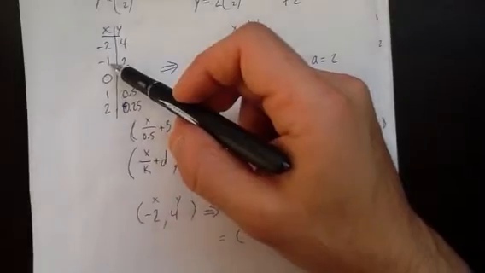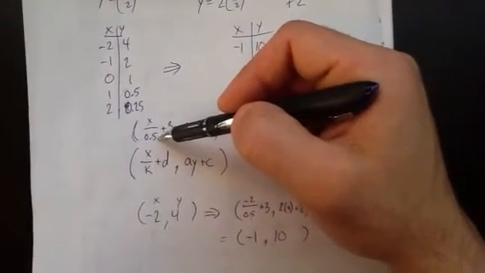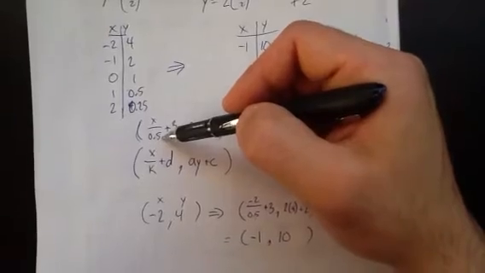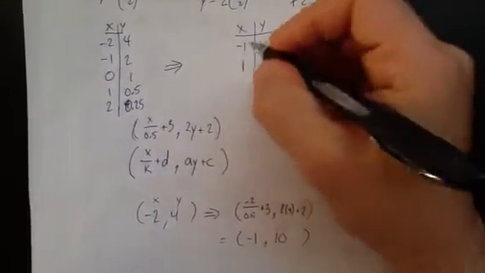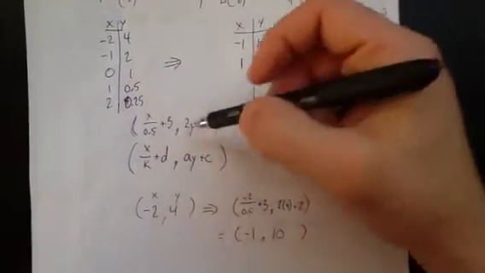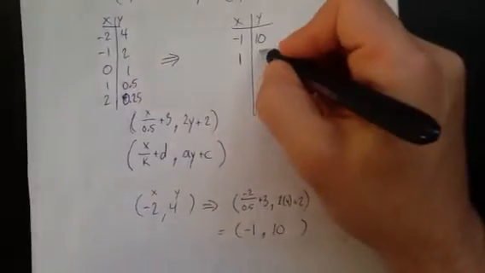My -1, what does that become? It'll become -1 divided by 0.5, which is actually -2. So if you do that on your calculator, it's -2 plus 3 is 1. And my 2 becomes 2 times 2, which is 4, plus 2, which is 6.